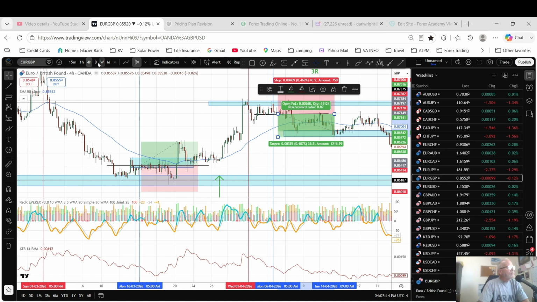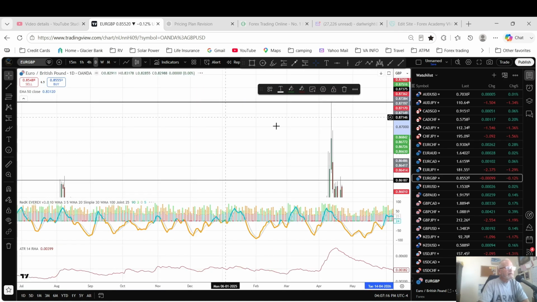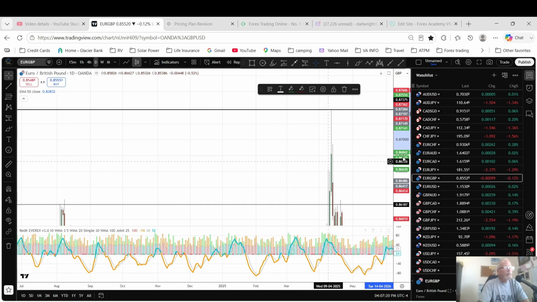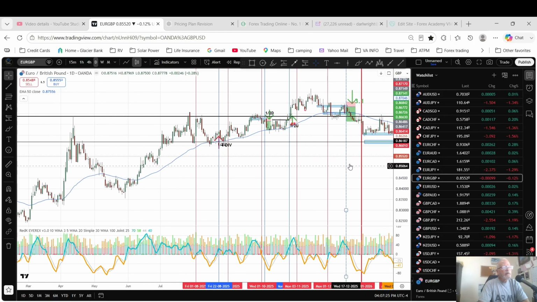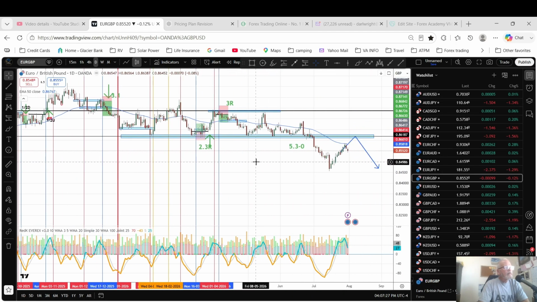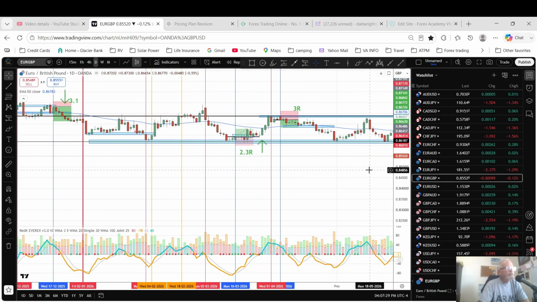Okay, now we're done with the 4-hour. Now we're going to come back to the daily chart. I'm going to get rid of the ATR here and come back to the daily. Oh, there we are right here. These are the two that we're working with.